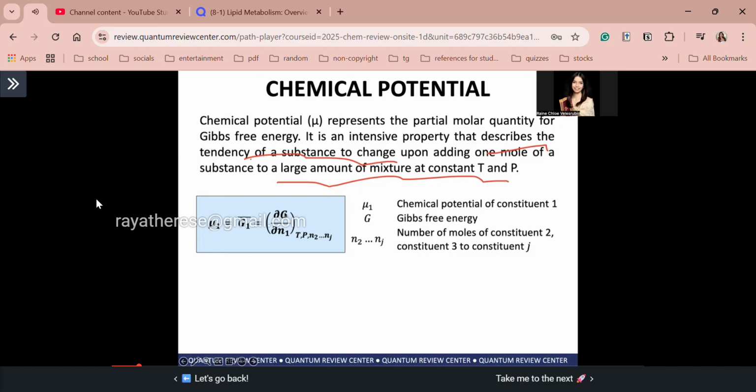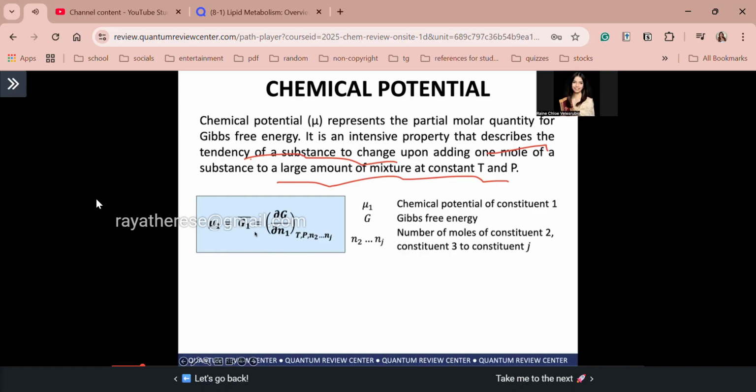The chemical potential is equal to G1 bar. It is equal to the partial derivative of G divided by the partial derivative of the number of moles of constituent 1, given that temperature, pressure, and the number of moles of constituent 2, substance 3, up to substance J are constant. So again, mu1 is the chemical potential of substance 1, or its tendency to change.